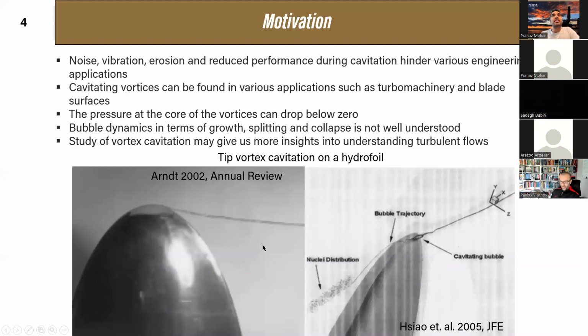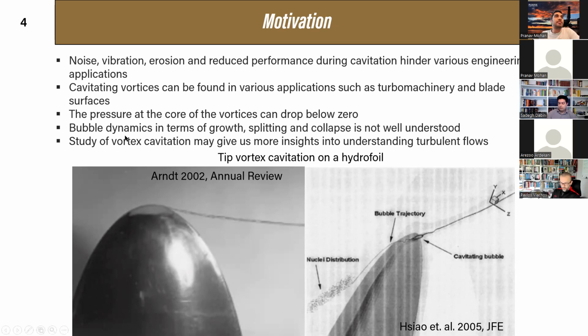So cavitation is present in various engineering applications, and it can hinder them through either noise, vibration, erosion, or reduced performance. That's why we need to model it so that we can better predict it and mitigate the issues that arise from it. Cavitating vortices in general can be found in several applications as well, such as turbomachinery and blade surfaces. Now, suppose you have a vortex where the fluid is spinning. If that circulation velocity is really high, the pressure at the core can be very, very low and can even go negative. In that particular scenario, if you have a certain nucleation site, such as a dust particle or a gas bubble present, it will cavitate.